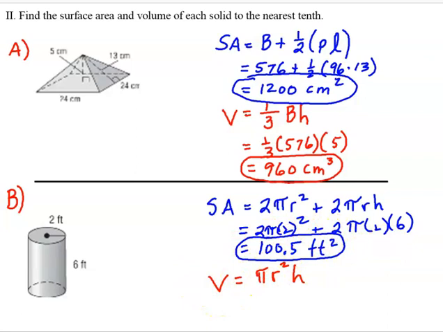And then for volume, it's pi times radius squared. I'll just go ahead and put 4 here, 2 squared, times the height. So 24 pi is 75.4 rounded, and volume is going to be in cubic units, so cubic feet in this case.